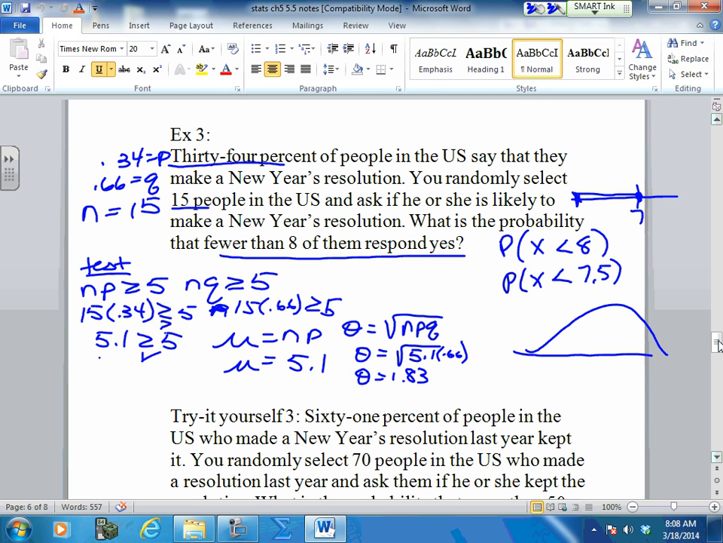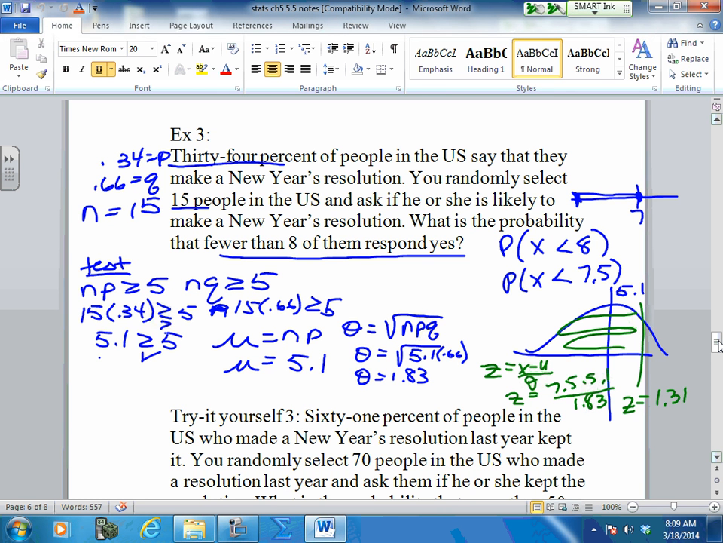Okay, now we have your information that goes over here. 5.1 goes right here. Where does 7.5 go? To the left or to the right of this? To the right of it. Somewhere up here. We want the area shaded to the left. That part, your z-score still works the same. So now we're going to say z equals x minus the mean over the standard deviation. And what's our x value now? 7.5 minus 5.1, we want it to be positive, over 1.83. And you're going to come out with a z-score of about 1.31.